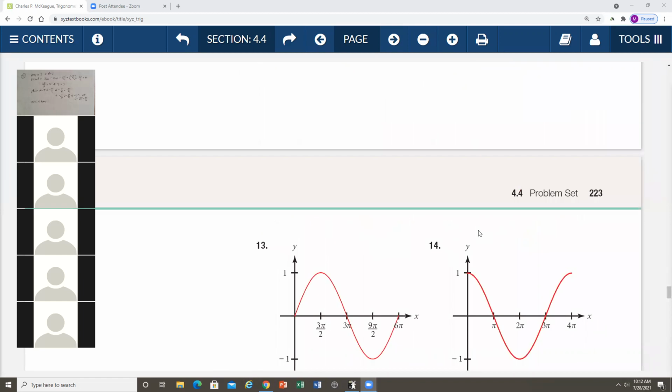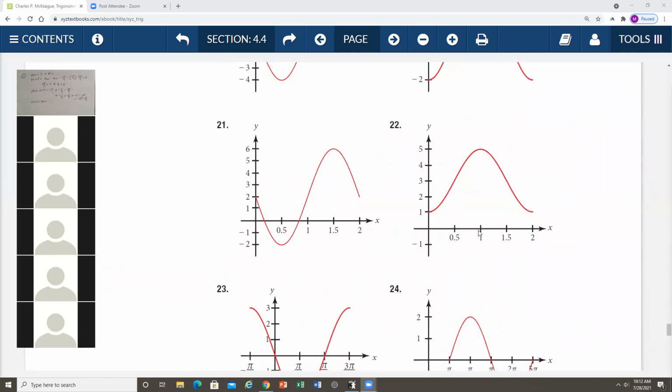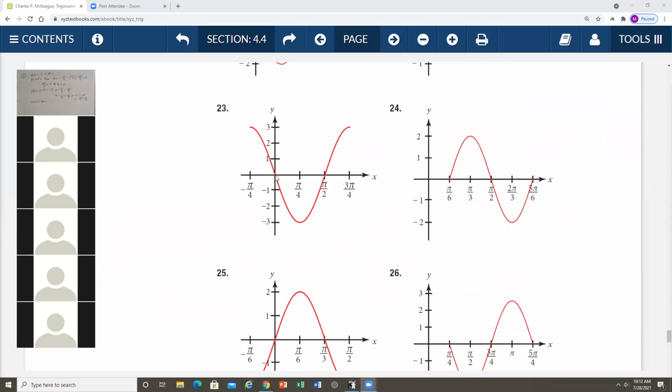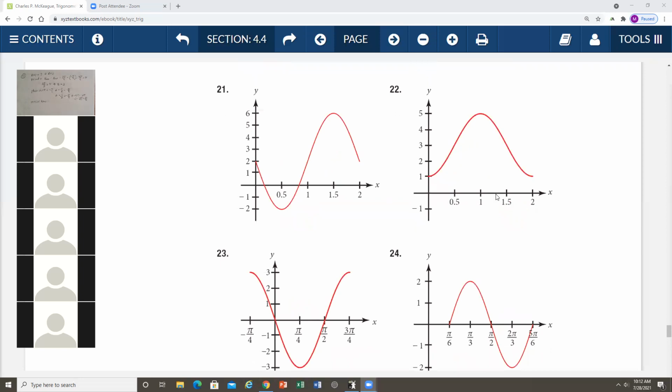Let's go down to number 23. Notice for number 23, ladies and gentlemen, the x-intercepts are halfway in between the high y value on the graph and the minimum y value on the graph. Because the x-intercepts are halfway in between the maximum y and the minimum y, this graph has not undergone a vertical phase shift. Notice up here, ladies and gentlemen, that we do have a vertical phase shift that has occurred here.